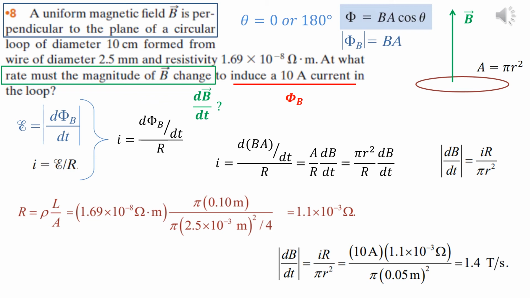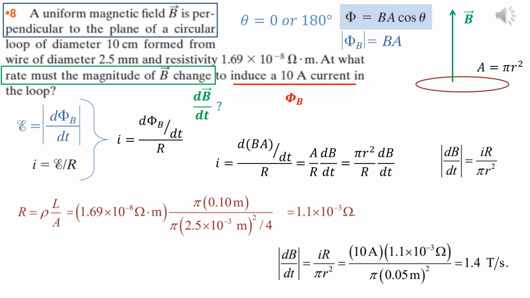Now here focus: I have two diameters, 10 centimeters and 2.5 millimeters. The 2.5 millimeters I will need for the resistivity and the resistance formula, the one in brown, but the 10 centimeters I will use for the big area, which is pi r squared, of the flux. Okay, so you replace. Of course A is constant, so it comes out of the derivative, so I equals A over R dB over dt, and the area is pi r squared.